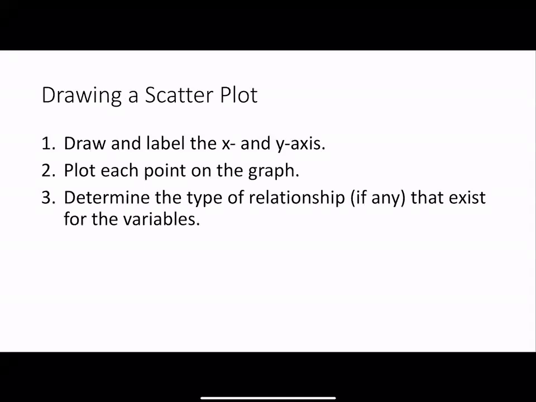I'm going to show you some steps for how to draw it, and some examples of what it looks like. The first thing is you draw and label the x and y axis depending on the context that you're given. You plot each point on the graph based off your table, usually it's a table, and determine if there's any relationship that may exist. I'm going to show you the different types of relationships that we may see.